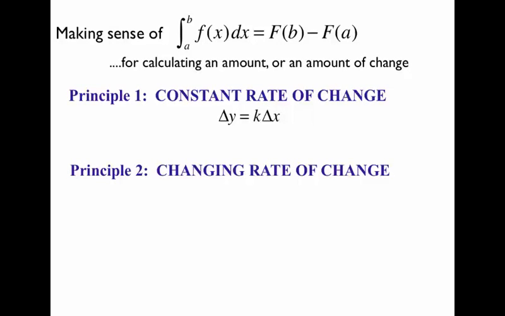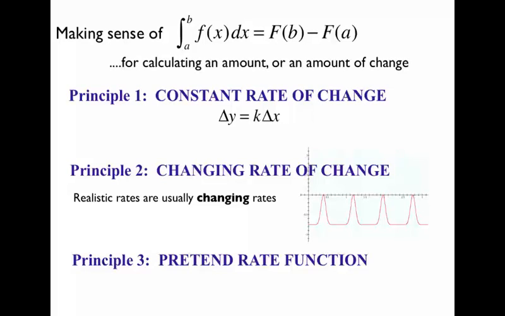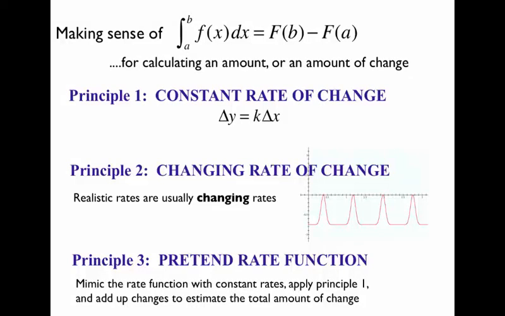And then we said principle number 2 was realistic rates are usually changing rates. And so that's our flag. And so how do we handle that? We said we're going to make a pretend rate function, and we're going to use constant rates that are trying to mimic that one so that we can use principle 1. We'll just have to do it lots of times. So we're going to mimic the rate function with constant rates so that we can apply principle 1, and we're going to add up the changes to estimate the total amount of change, right?